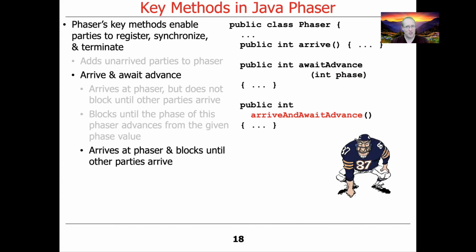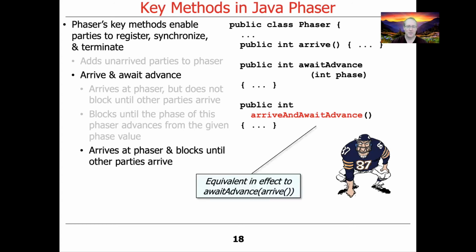There's a final method, which of course is used, which is called arrive and await advance. And what this does is it indicates I'm here, and now I'm going to wait for the rest of my parties to show up. So again, think about going to a restaurant where you could arrive and go sit at the table. And this is more like the arrive and wait in the waiting room for the rest of your party to show up before you all get seated.